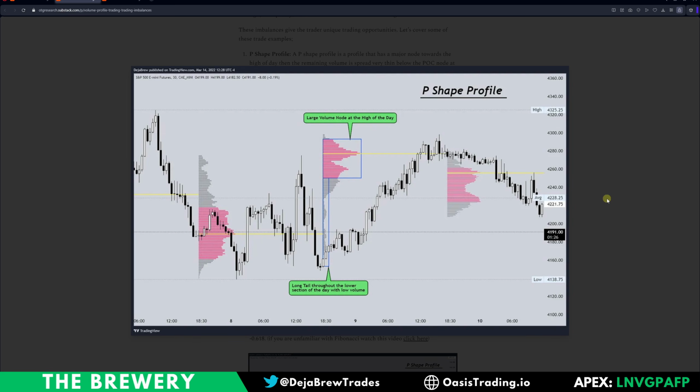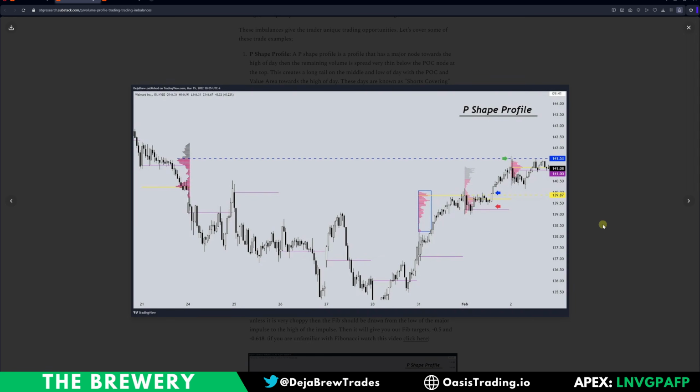But okay, so we have the POC towards the high. We have very little upper tail, a very long lower tail, and the volume is very weak towards the low. That is a perfect example of a P-shaped profile.